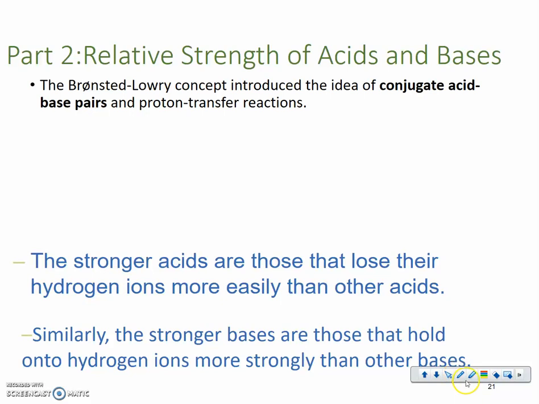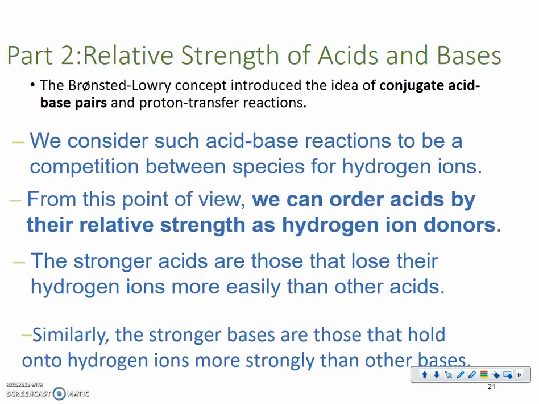Chapter 15, Part 2. This is on the relative strength of acids and bases, so not actually finding a numerical value, just comparing acids and bases to each other. So the Bronsted-Lowry definition said that acids lose hydrogens and bases gain hydrogens. So it's a competition for the things that want to hold on to their hydrogen ions. So we can order acids in their strength as how easily they give up their hydrogens, or bases as how strongly they hold on to theirs.